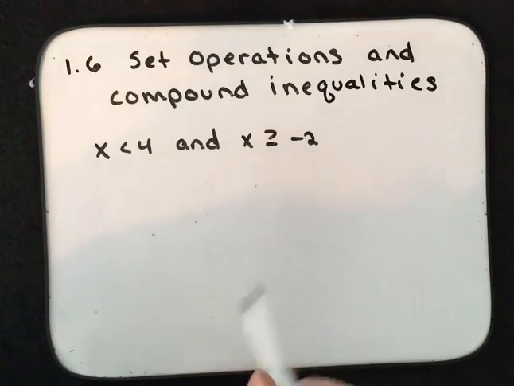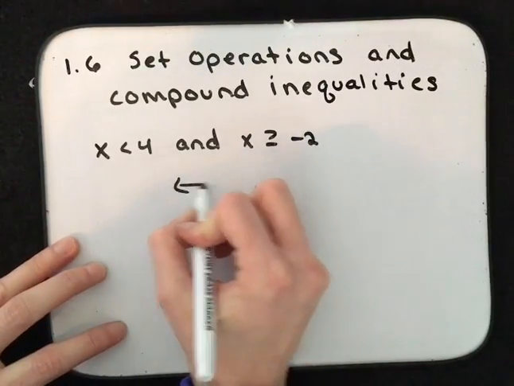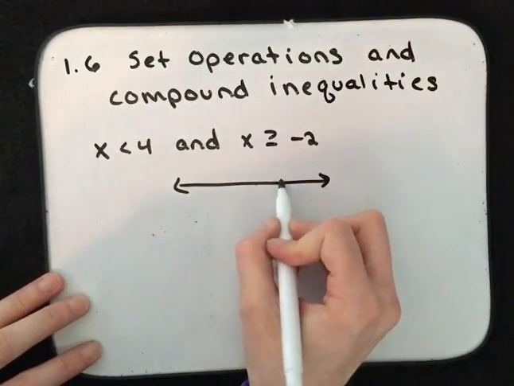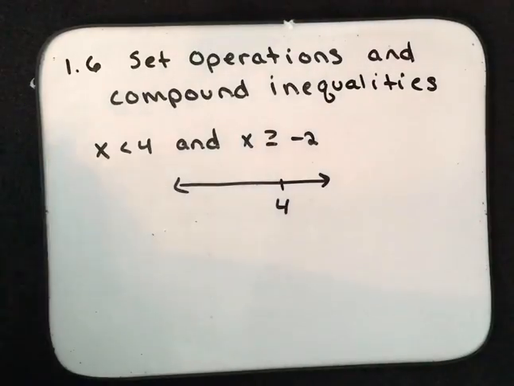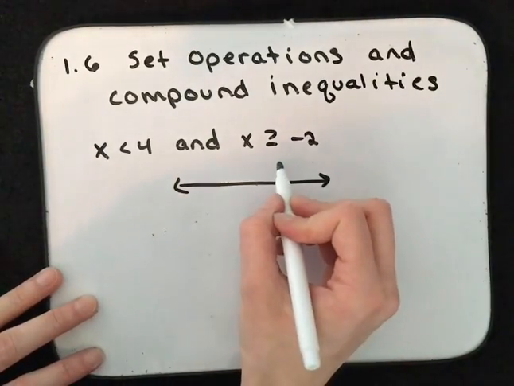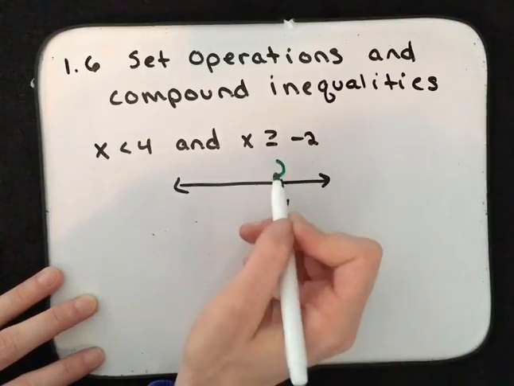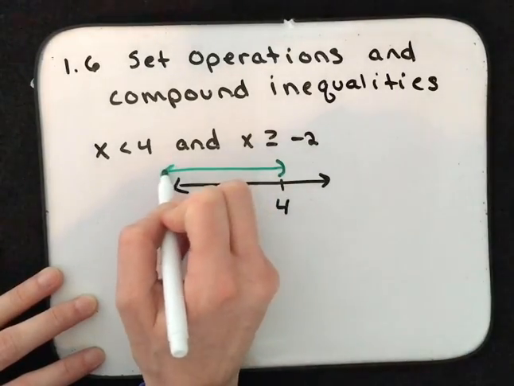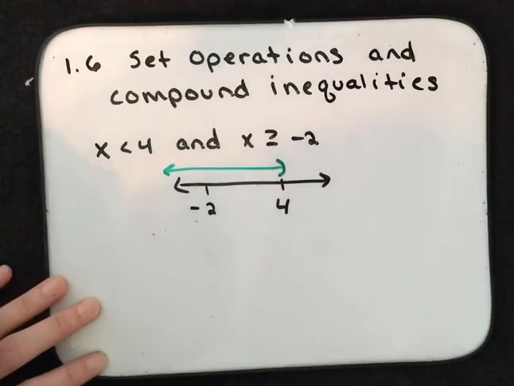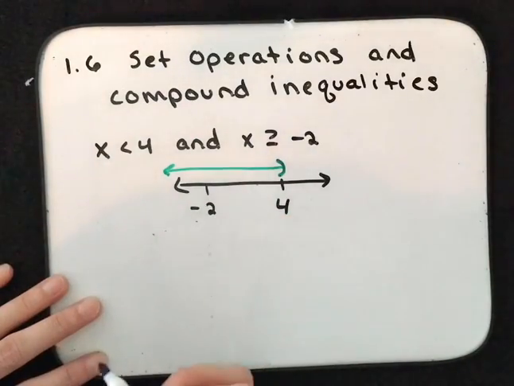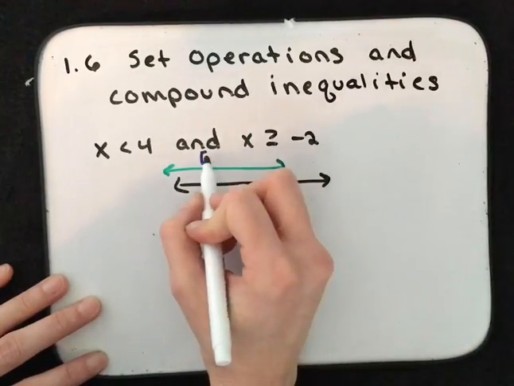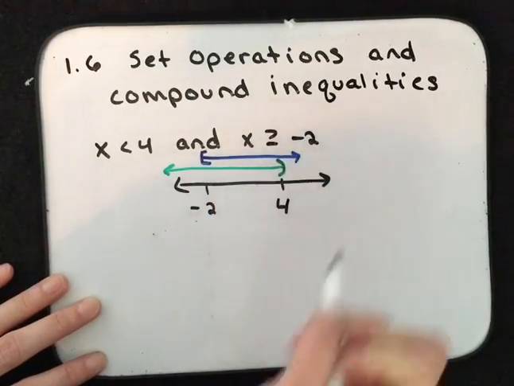So let's look at this in interval notation. The first one we have is x is less than or equal to 4. I will draw that in green. X is less than or equal to 4 gives us a bracket at 4 and anything less. The second condition that we have is x is greater than or equal to -2. Greater than or equal means that it has a bracket and anything this way.